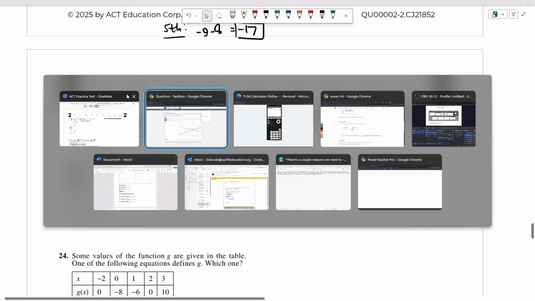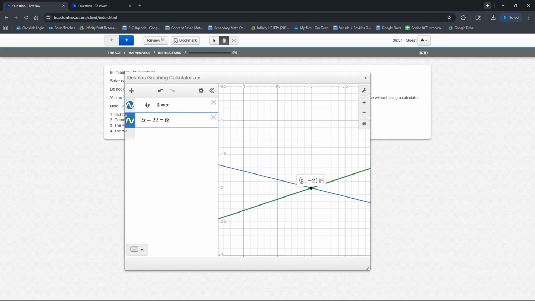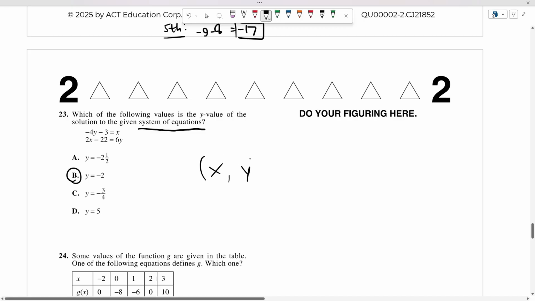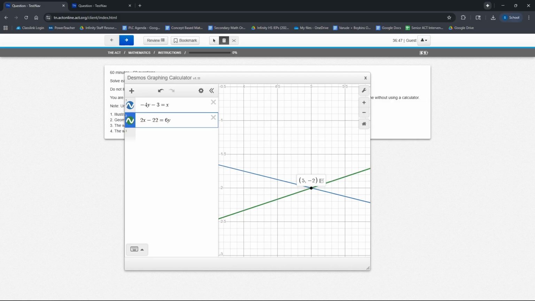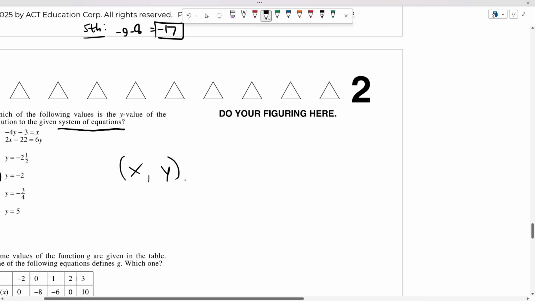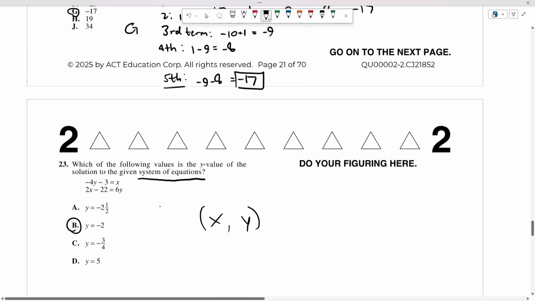By the way, it's not y equals 5, right? Because when it gives you a solution, the first one's always the x. Second one's always the y, right? You have x comma y. So it means your y is negative 2. Okay, it's the second coordinate there. So that one is, of course, B.